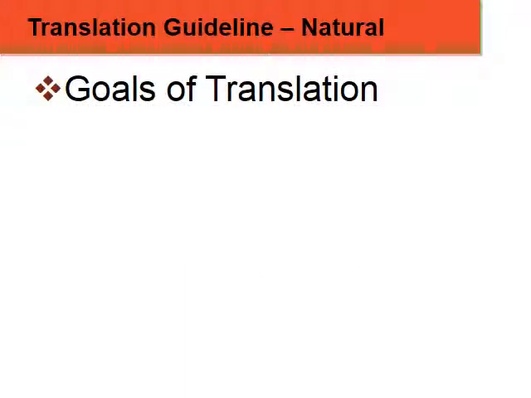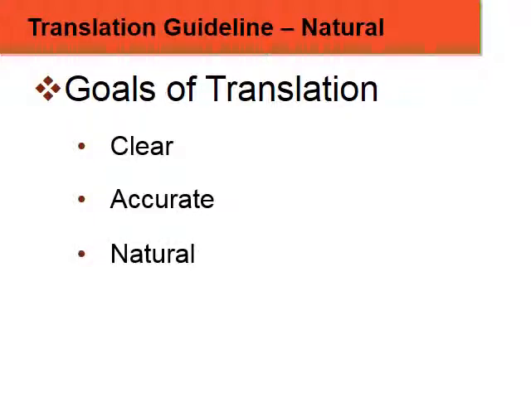The goals of translation are to translate the source language text so that the message is clear to those that speak the target language. The target language accurately conveys the same meaning it had in the source language, and the target language reads naturally. Be sure to view the translation guideline lessons on Clear and Accurate for more information.